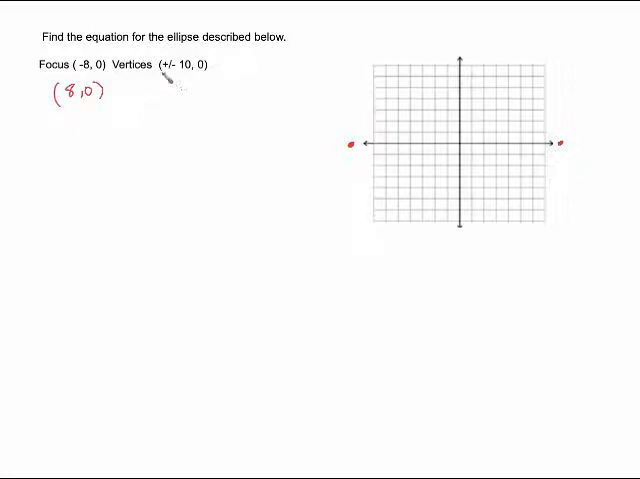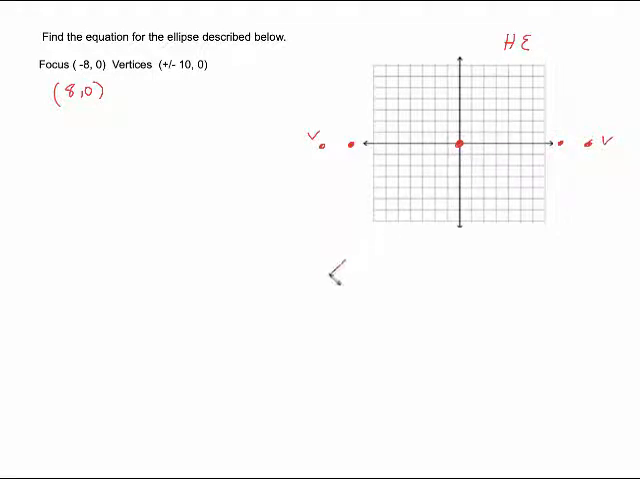The vertices, it did give you both of those. The vertices are at plus or minus 10, 0. So I'm off the graph again. I'll put a little V on these for vertices. And as soon as you see this laid out on the horizontal axis, you should know that this is a horizontal ellipse. Also, because your center has to be right in the middle between the vertices or right in the middle between the foci, you know that your center is 0, 0.